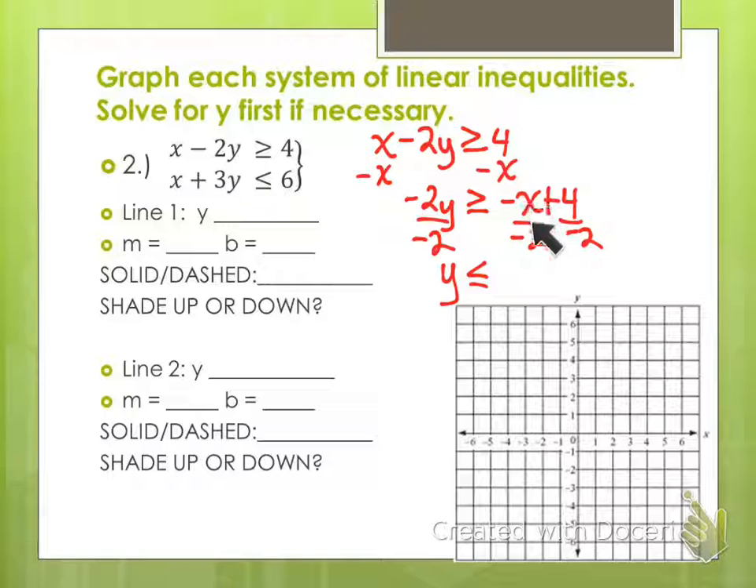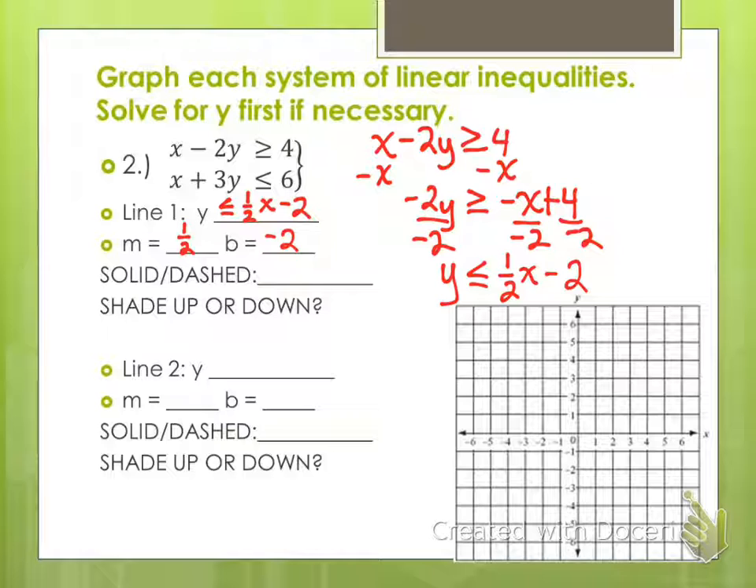On the x term, we have a negative divided by a negative. So that will come out to be positive 1/2 x. 4 divided by -2 is -2. So we have -2. Y is less than or equal to 1/2 x minus 2. Jaquan, what are my m and b? 1/2 and -2, I would agree.